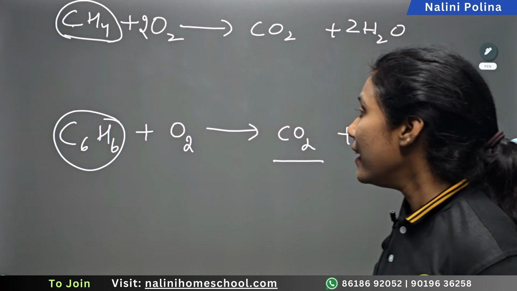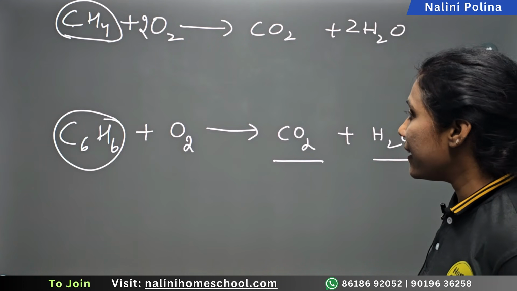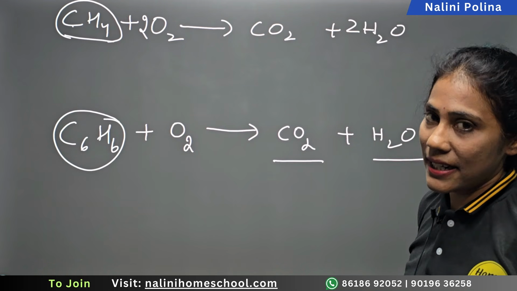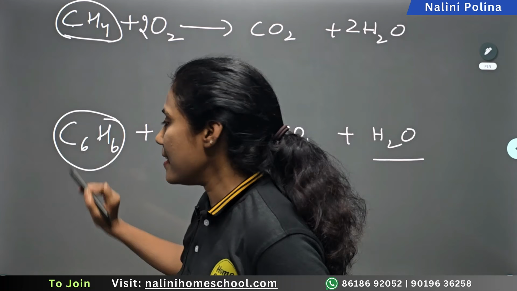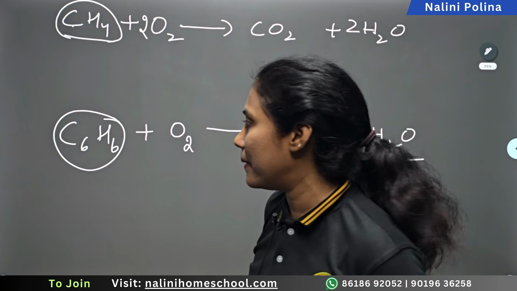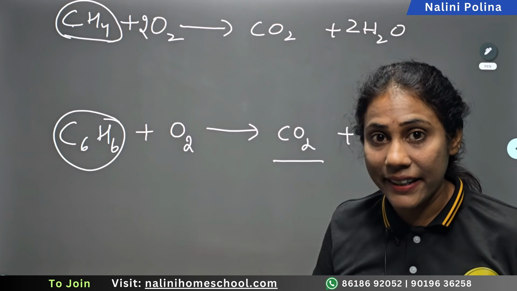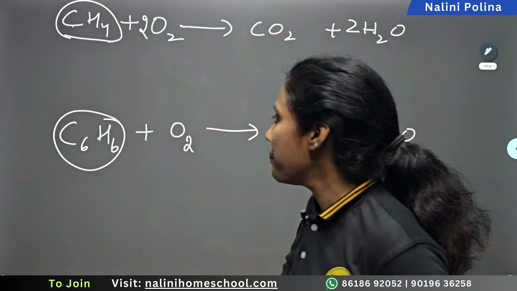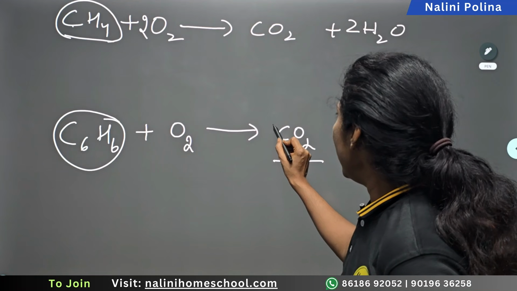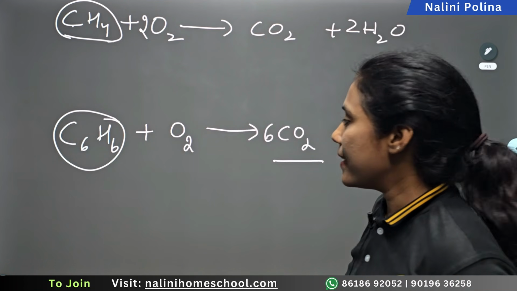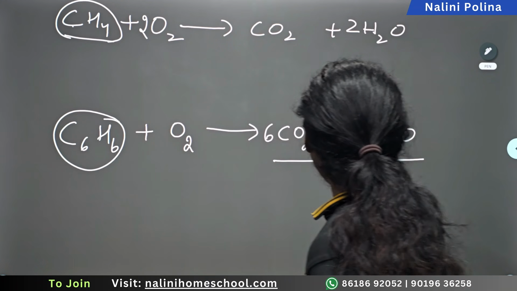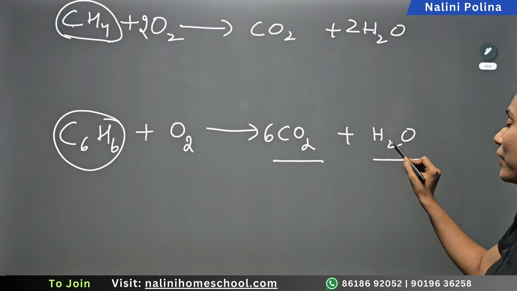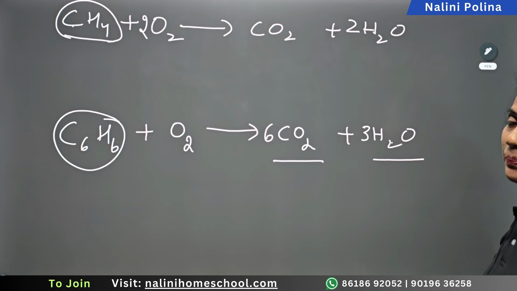See, the problem that you get here is, let me start balancing first with carbon. Always keep oxygen at the end. That is the trick. 6 carbons, so I'll immediately put 6 here. 6 hydrogens this side, and here only 2 hydrogens are there. To make it 6, I will put 3.